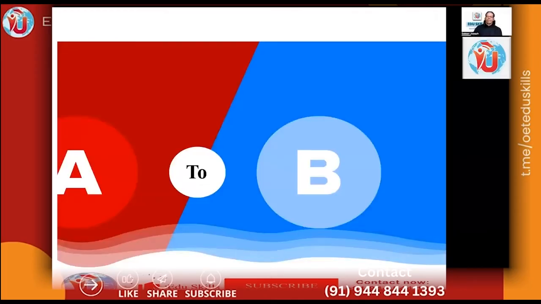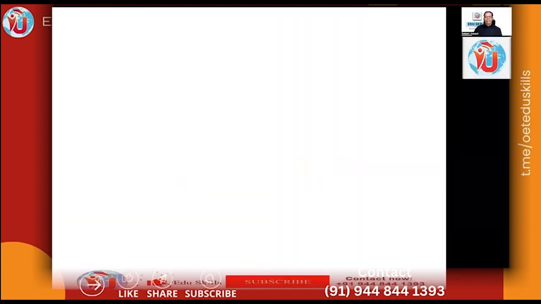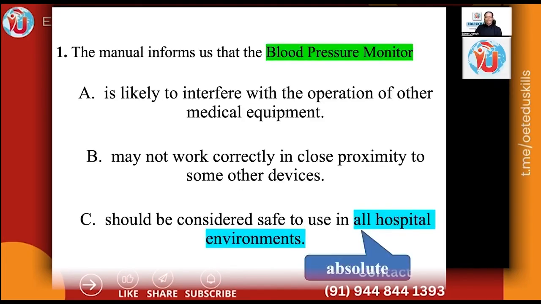And you have to slow down. In part A, you'll be on a fast track reading. So you have to slow down your brain as you reach part B. So transitioning from OET reading part A to OET reading B is very important. And reading part B, text.